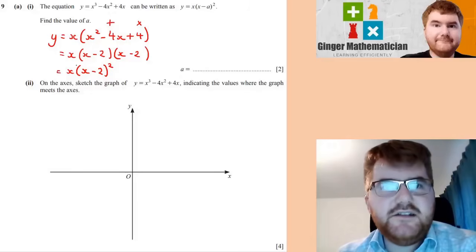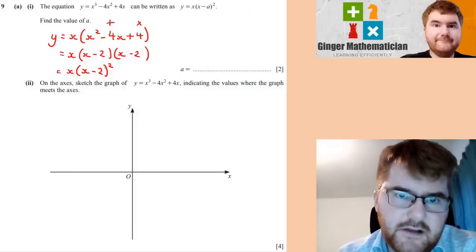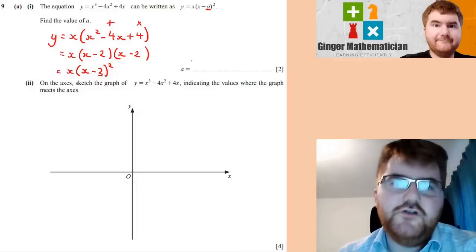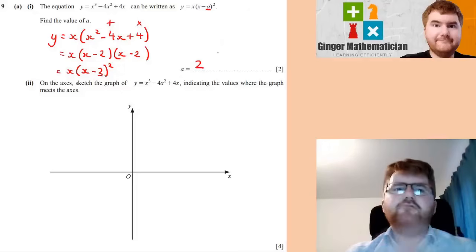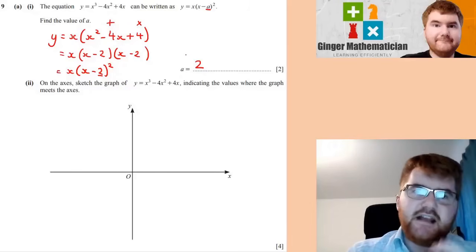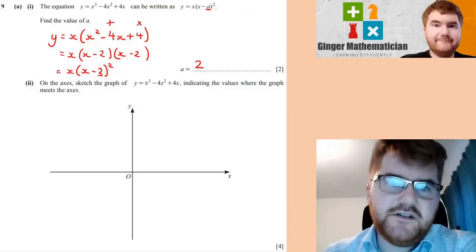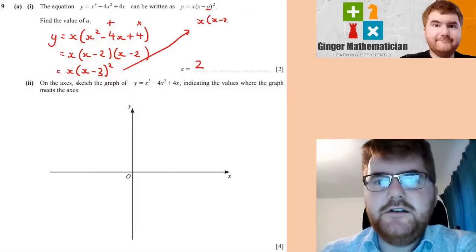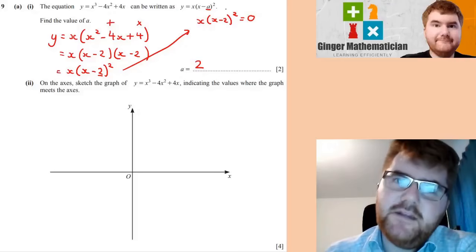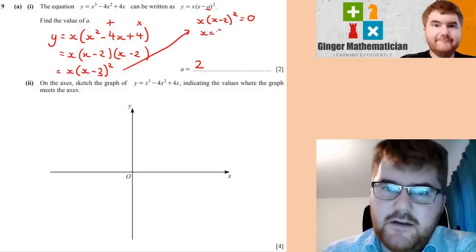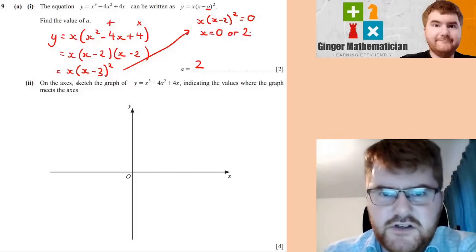Now, that's not the answer that they're looking for. The actual answer is, what's this missing value a here? And notice it's the value of 2. One of the reasons they've done this in the first part is that now we can draw a very nice sketch. So if I was to solve this equation, x times (x minus 2) all squared is equal to 0. Then using the null law, I know that x must be either equal to 0 or equal to 2.